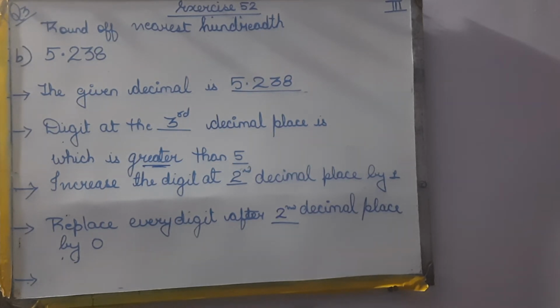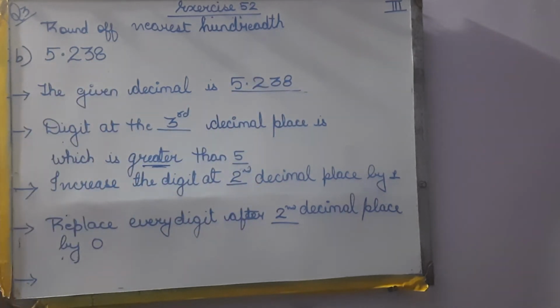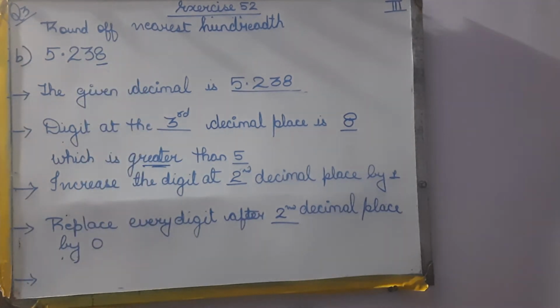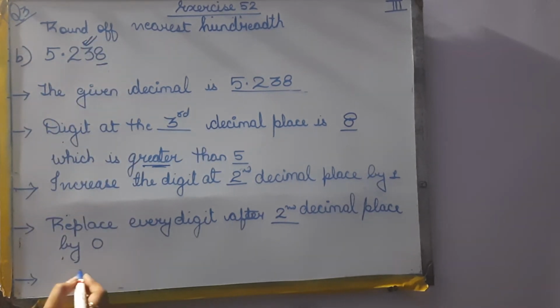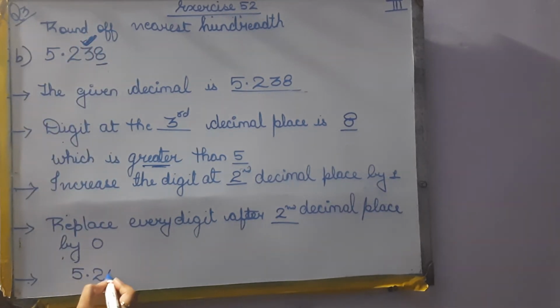B. 5.238. So the given decimal is 5.238. The third decimal place is 8, which is greater than 5. Now what are we going to do? We will increase the second decimal place by 1. The rest of the number will be the same. So 5.2, and increasing the second decimal place by 1, 3 will be 4 and the rest of the number will be 0. So our answer will be 5.240. Children, mark C and D as homework.